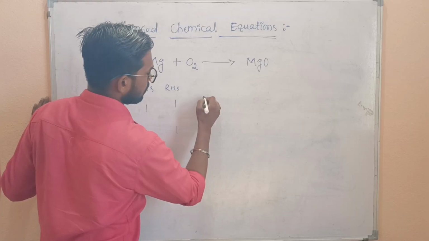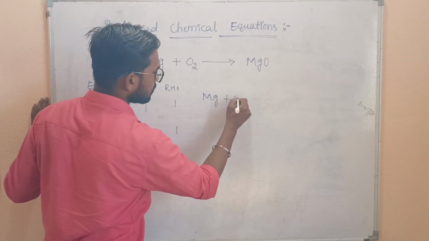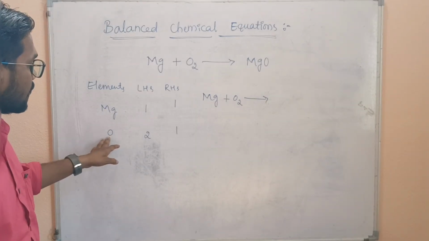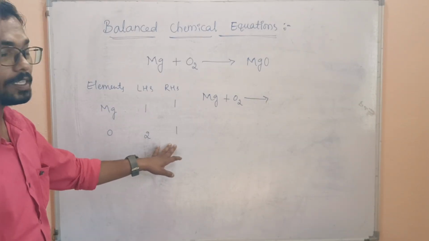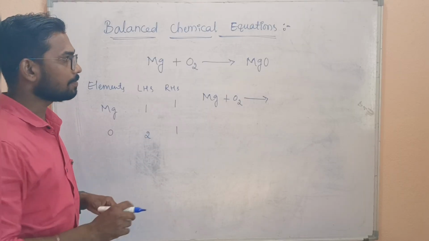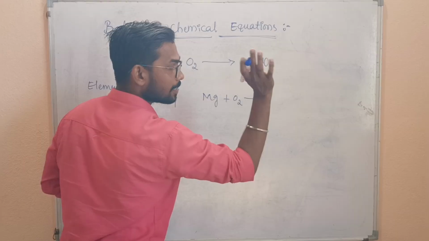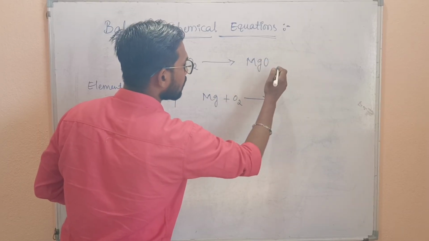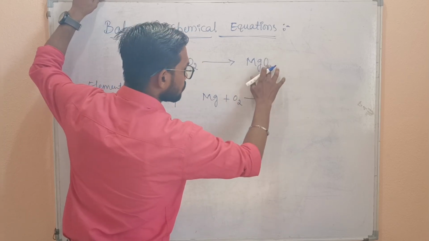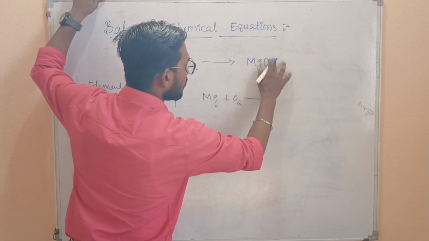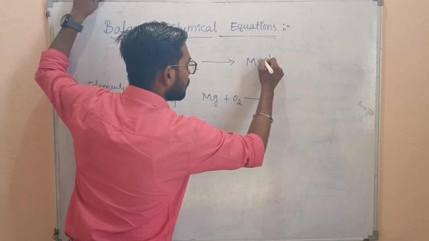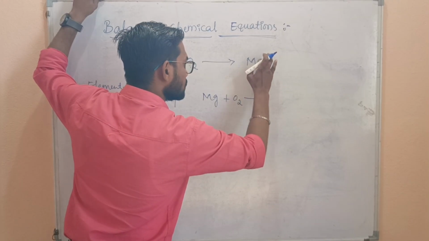See here, Mg plus O2. How many do we need here? Oxygen is 2 here, which means this side also we need 2 oxygens, but here it has only 1. Can we change the 1 here? No, it is not possible. And can we balance by changing the subscript here? We can't balance there either, whether uppercase, lowercase, or at the back side of that element, it is also not possible.